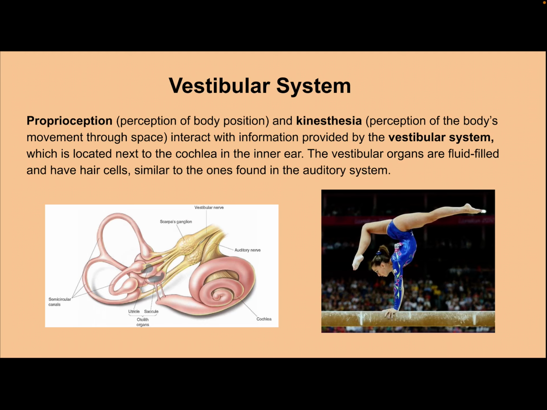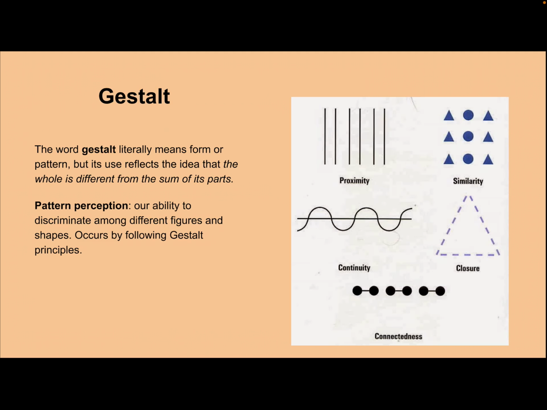The vestibular organs are fluid-filled and also have hair cells like the nose and the ears, and similar to the ones in the auditory system. So the vestibular system works in a similar way, especially in terms of the hair cells, as the auditory system. But again, don't worry about the details, and certainly don't worry about the names of the different parts on the diagram. Just know the general definitions of proprioception, kinesthesia, and vestibular system.